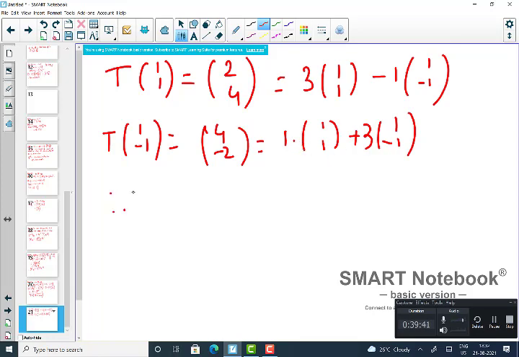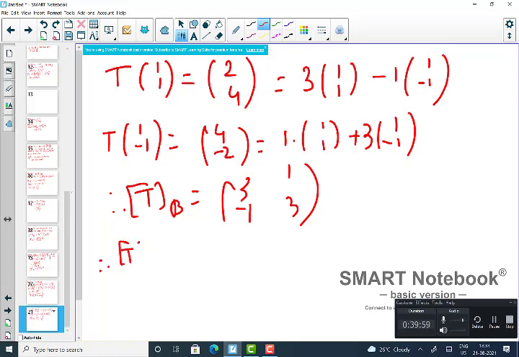And hence the matrix of T with respect to this basis will be what? Nothing but [3, -1; 1, 3], right? Now, if you know these things, then you can obviously talk about what is T with respect to B dash. I know that T with respect to B dash is nothing but Q inverse, this T with respect to B, and then Q. Okay.